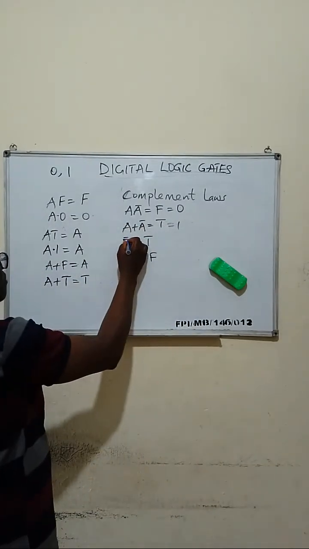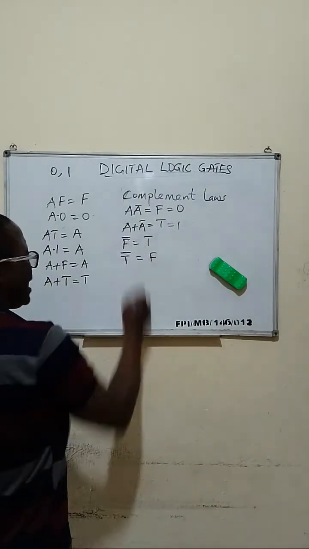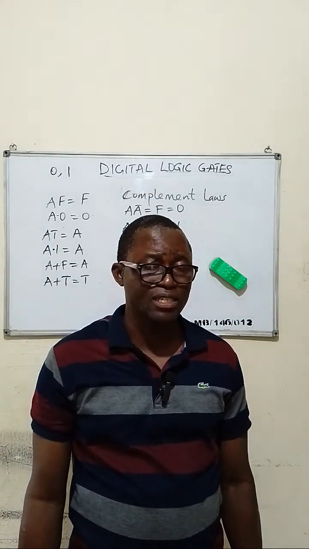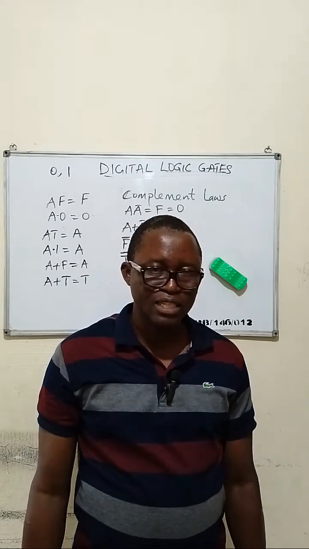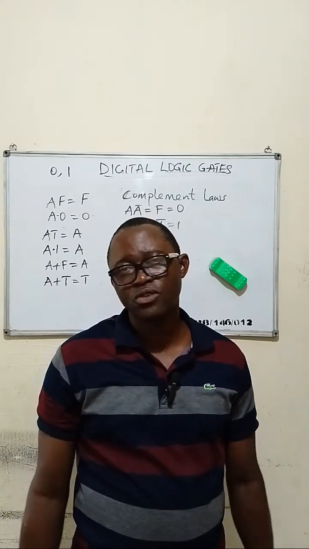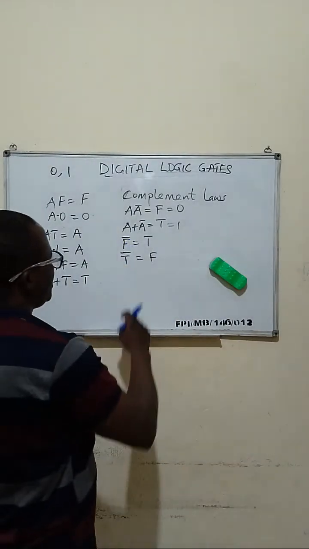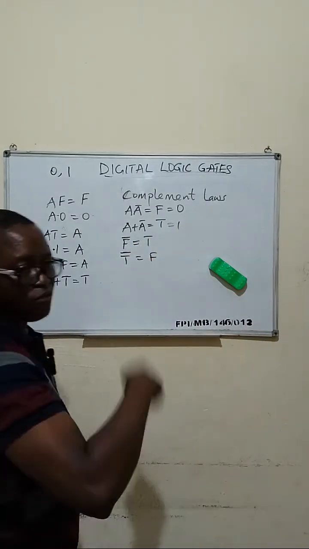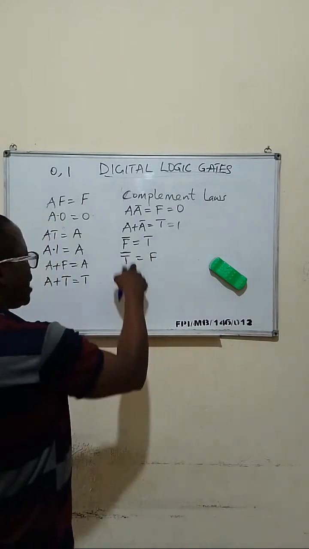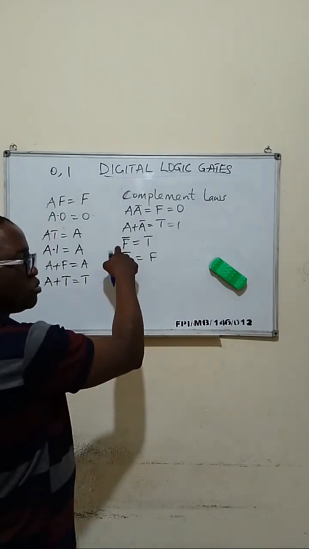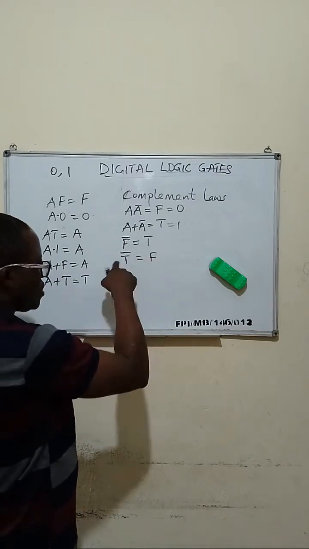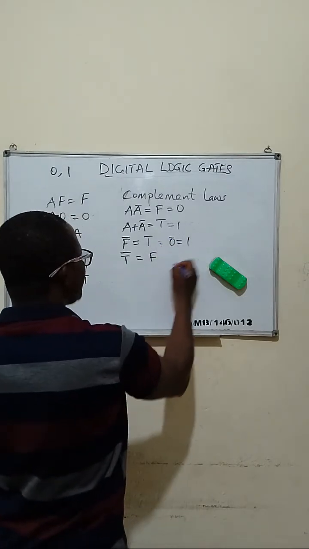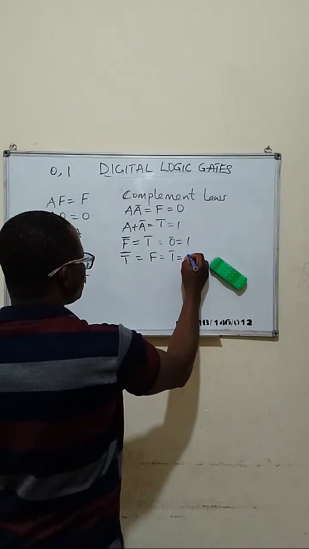Then here, F bar is equal to T. Remember, any logic input that has a bar is getting an inversion of the signal at that input. So when we have F and its bar, that means we are going to have a true, the inversion of the logic of 0. When you take an inversion of 0, you are going to get a 1. When you take an inversion of 1, you are going to get a 0. Here it's saying 0 bar is equal to 1, and this one is saying 1 bar is equal to 0.